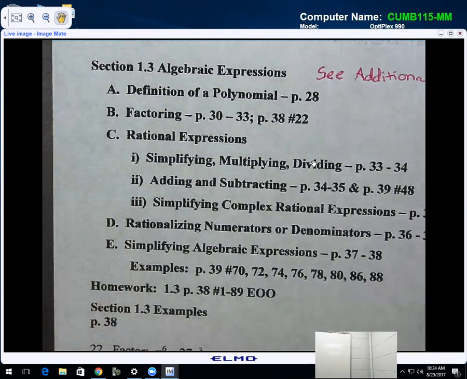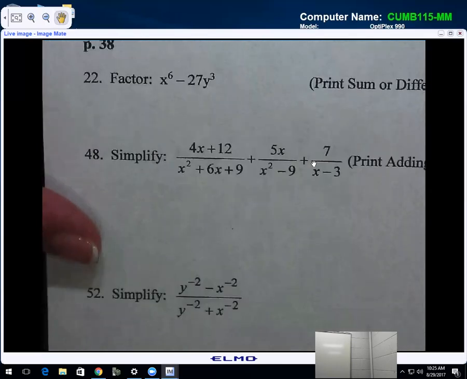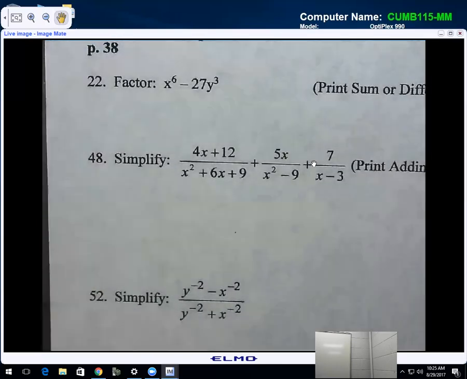Some things I want you to look at in the book, some additional resources and momentum. We need to remember all the things that you do with rational expressions. You have some great examples of factoring here and some videos in the additional resources, but the one I want to mention is the one that we did not do in college algebra, number 22: factor x to the 6 minus 27 y cubed.